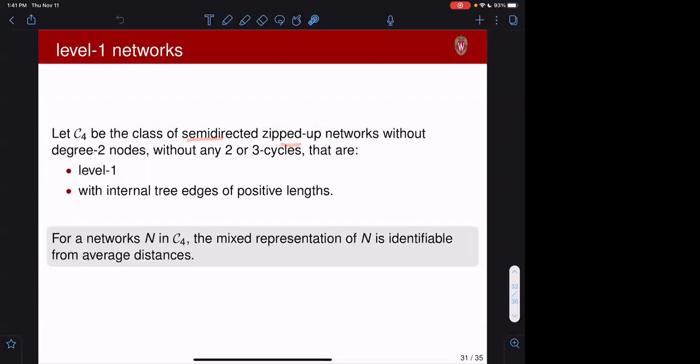And then finally, we can consider the class of level 1 networks that are, as before, semi-directed, zipped up, no degree 2 nodes, no 2 or 3 cycles. The biggest assumption here is it's level 1. It could have 4 cycles. And then for networks in this class, what we can identify is the mixed representation. That's what's identifiable from average distances. And it actually captures everything that's identifiable from average distances.